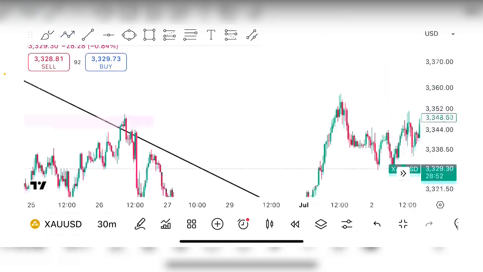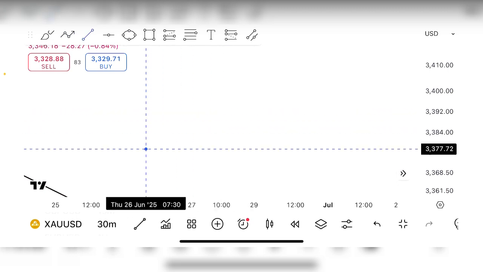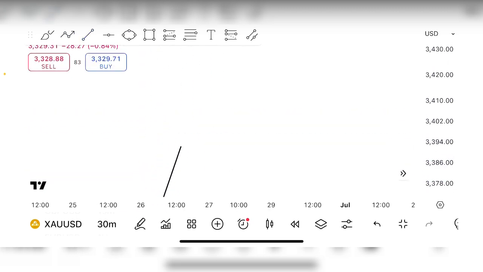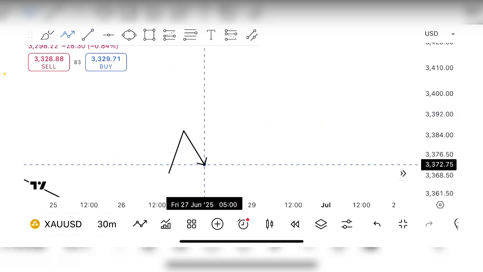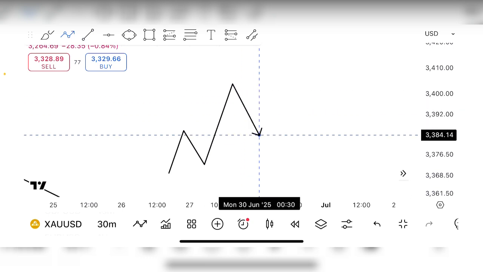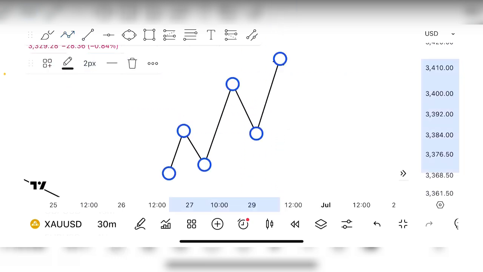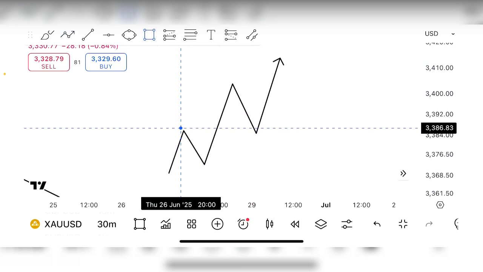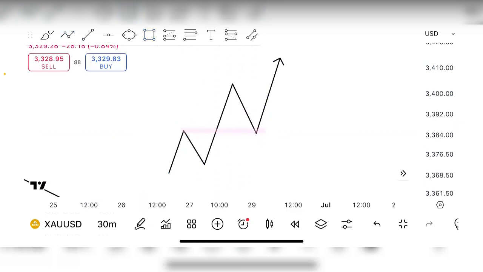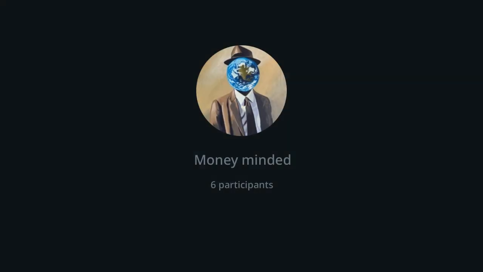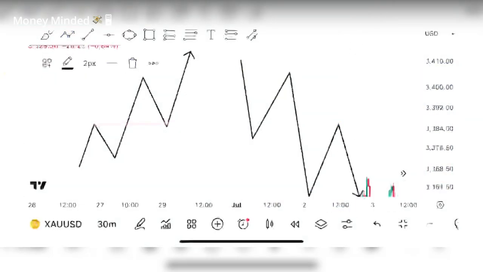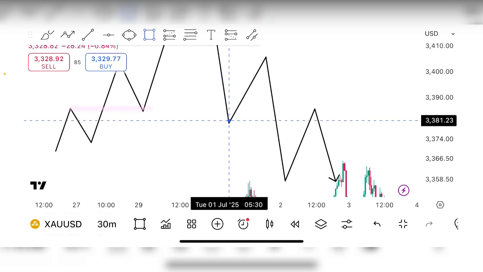Let me break it down for you. Yesterday I said this: whenever price breaks past support, it becomes resistance, and this is for the resistance trade.